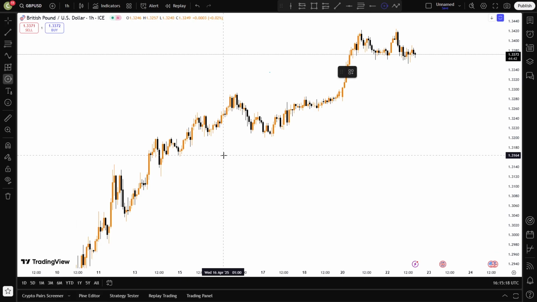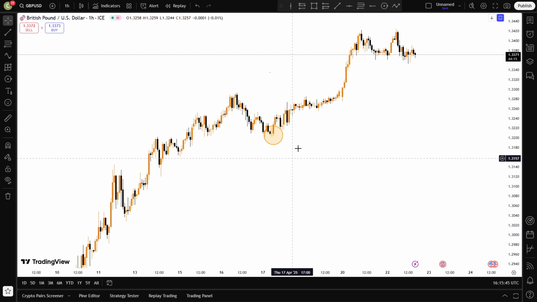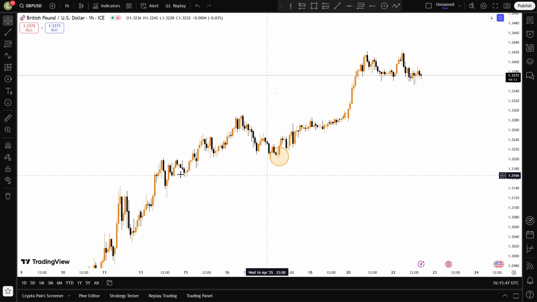So this is basically just used to draw a circle. It could be used to indicate a key area on the chart as well. So you just click on one point and extend, and as you can see, the circle is drawing. And after you find your desired size, you just click and release, and then the circle is drawn.